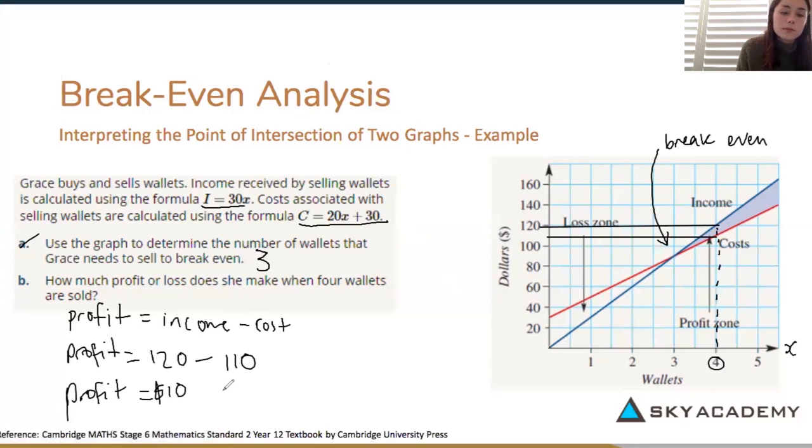Because 120 minus 110 is $10 profit. So she's not losing any money when 4 wallets are sold, she's making $10. So that's one example, and now we're going to have a look at another example.